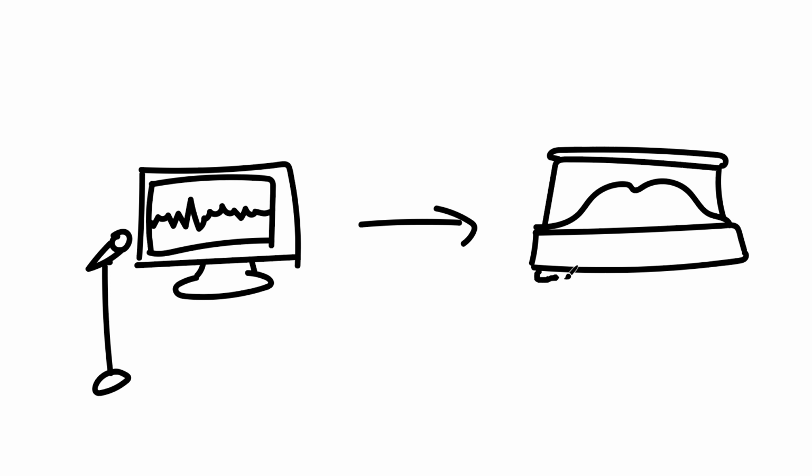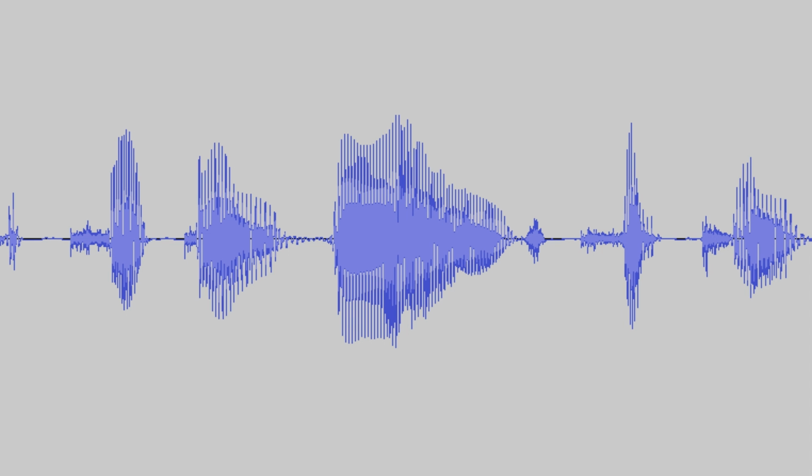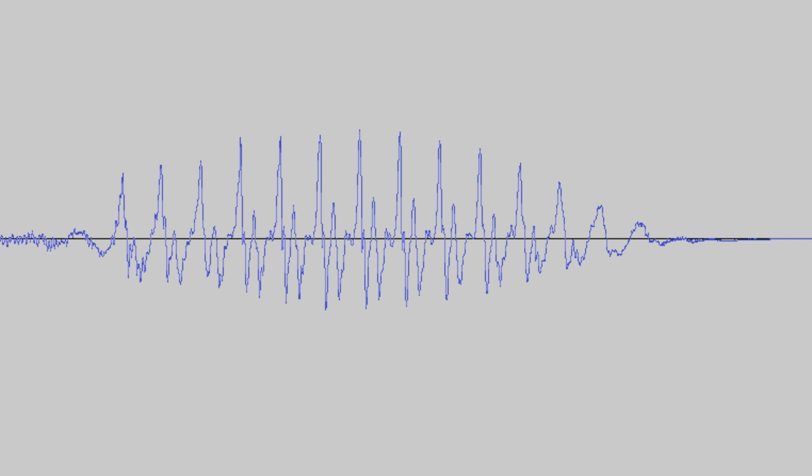The question then becomes, how can we produce speech on a computer? Or even better, how can we produce speech on a piano? Let's look at a new audio sample that sounds like this. The kettle boiled quickly. When we zoom in on the file, we see the general sort of wave shape that we expect.